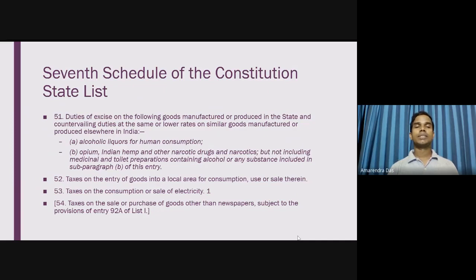Basically, the excise duties on alcoholic liquors for human consumption, then opium, Indian hemp, and other narcotic drugs and narcotics, but not including medicinal or toilet preparations containing alcohol or any substance included in subparagraph B of this entry. Now, if you recall, when we discussed the powers of the union government, it was discussed that the union government collects the excise duty on medicinal and toilet preparations. But when it comes to alcohol, liquors, or opium, the state government has the power to impose excise duty.